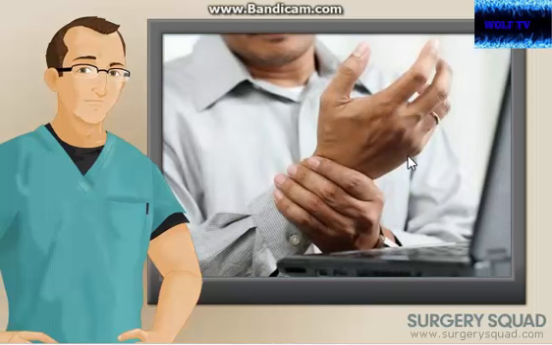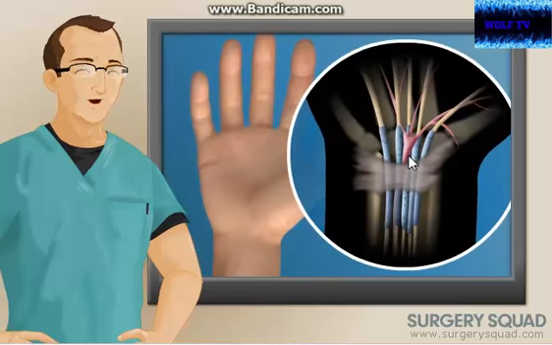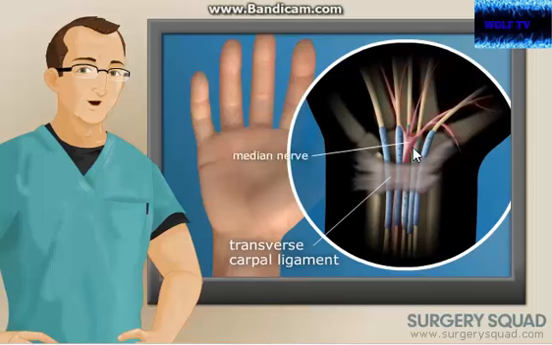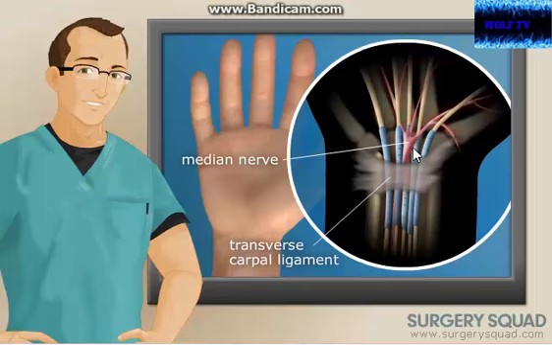Carpal tunnel syndrome is characterized by a tingling numbness or pain in your hand, and sometimes forearm. It develops due to the swelling of a ligament in the wrist known as the transverse carpal ligament. The swelling creates pressure on the median nerve in your wrist. This nerve is responsible for supplying feeling and movement to various parts of the hand.